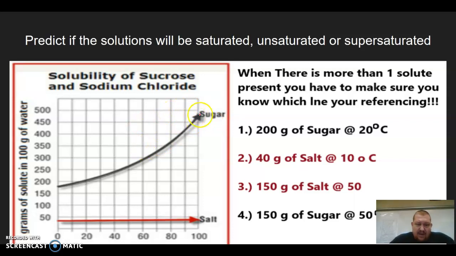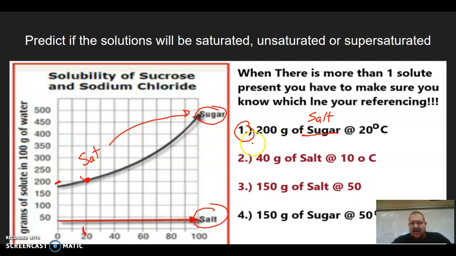Look at this one, a couple more. Now we have 2 lines to deal with. We got a sugar line, we got a salt line. So looking at number 1, it says 200 grams of sugar, 20 degrees Celsius. That puts us right there. This is saturated for sugar. Now, if it would have asked us 200 grams of salt, it would be above the salt line. So in that case, it would have been unsaturated. But that's not what it asked us.